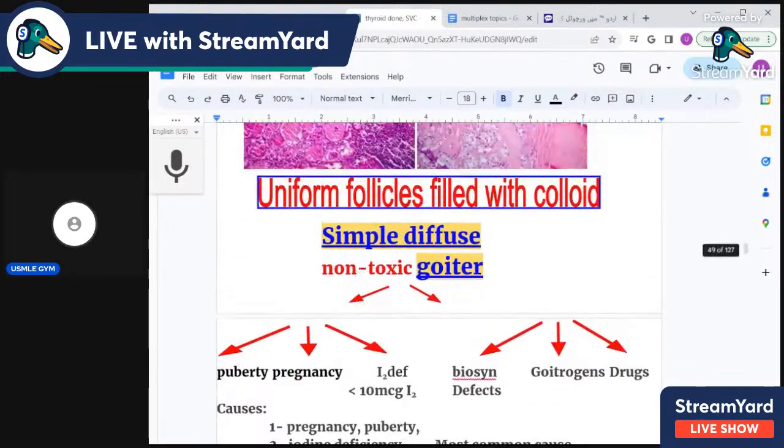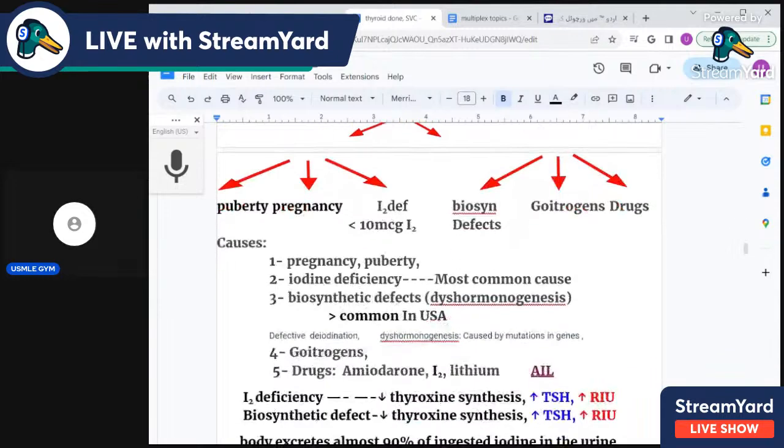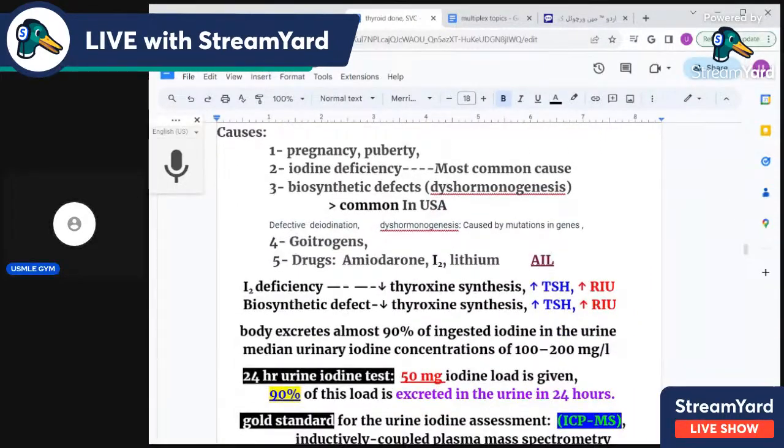So the simple diffuse non-toxic goiter, what are the causes? Puberty, pregnancy, iodine deficiency, biosynthetic defects, goitrogens, and drugs. These are the causes of simple diffuse non-toxic goiter. As I earlier told, these two, iodine deficiency and biosynthetic defects, dyshormonogenesis, have features in common: decreased thyroxine synthesis, increased TSH, and increased radioactive iodine uptake.